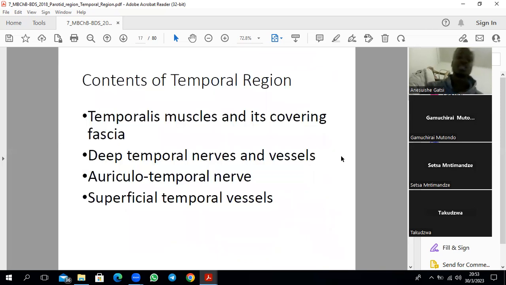So these are the contents of the temporal region: the temporalis muscle and its covering fascia, which is the temporalis fascia. Fun enough, temporalis fascia is the thickest fascia in the body.